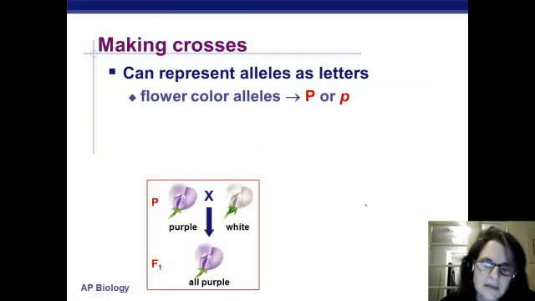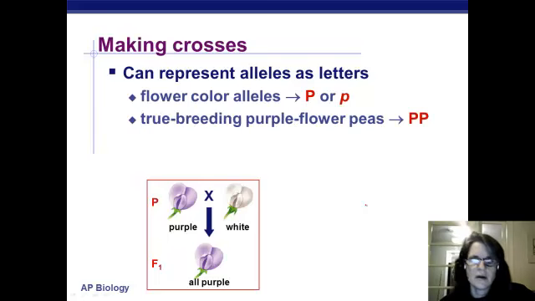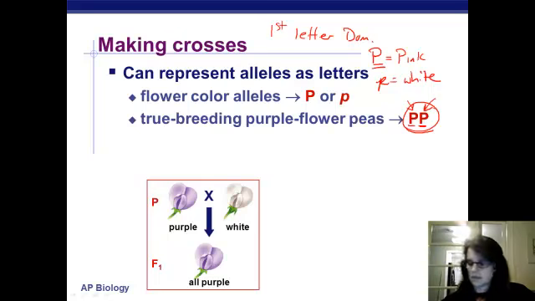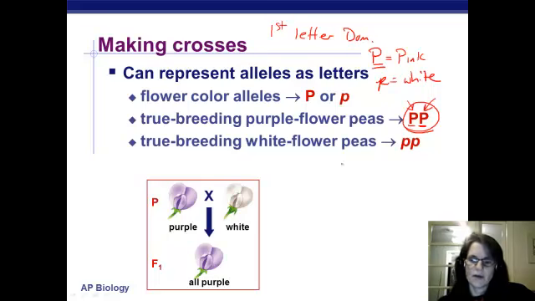We represent alleles as letters. Hopefully you'll remember, generally speaking, we use the first letter of the dominant trait. So in this case, for flower color, we'll use big P because that is showing us purple is the dominant trait. So we use big P, and little p will represent being white. So a true breeding purple flower is big P, big P. It had only big P's. It was pure for that trait. One big P from its mother, one big P from its father. Okay? True breeding white flower would be little p, little p.